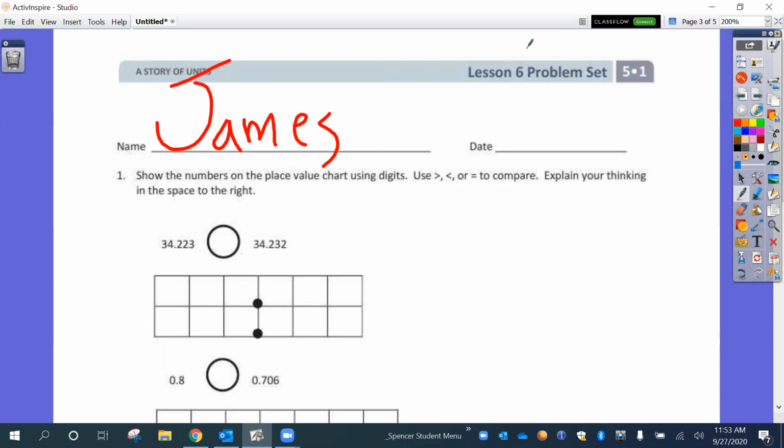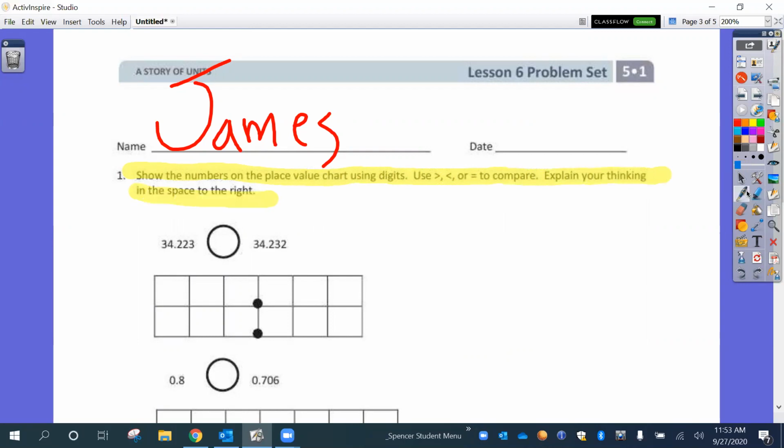All right, let's read the directions together now. And it says show the, oh, fat highlighter. Sorry, guys. All right, let's fix that. Show the numbers on the place value chart using digits. Use less than, greater than, or equal to compare. Explain your thinking in the space to the right.